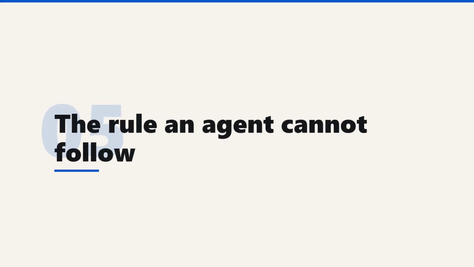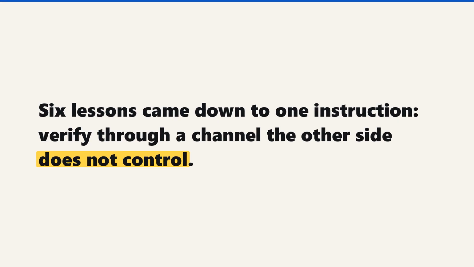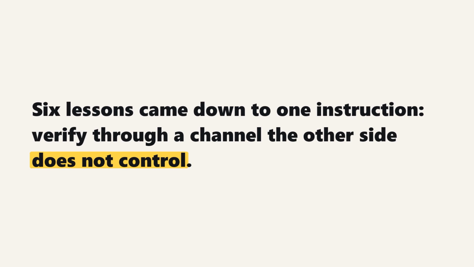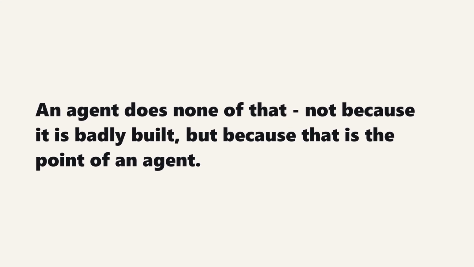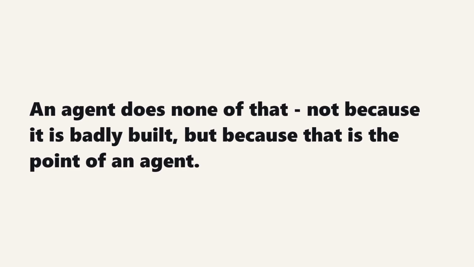Now the part this lesson exists for. 6 lessons of this series come down to roughly one instruction. Slow down and verify through a channel the other side does not control. Hang up and call back. Check the address independently. Ask the question they cannot script an answer to. An agent does none of that.